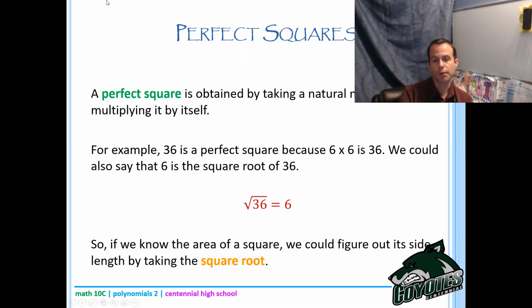For example, 36 is a perfect square because 6 times 6 is 36. We could also say that 6 is the square root of 36. So if we know the area of the square, we could figure out its side length by taking the square root. And this symbol here tells us we're looking at a square root. The root of 36 is 6.